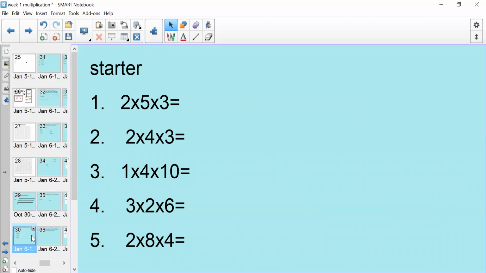Okay, and this is today's starter, which is multiplying three numbers, which we have done before. And just to remind you, remember to do it the most effective way. What you need to decide is which two numbers you're going to multiply first. So pause the video and have a go at those.